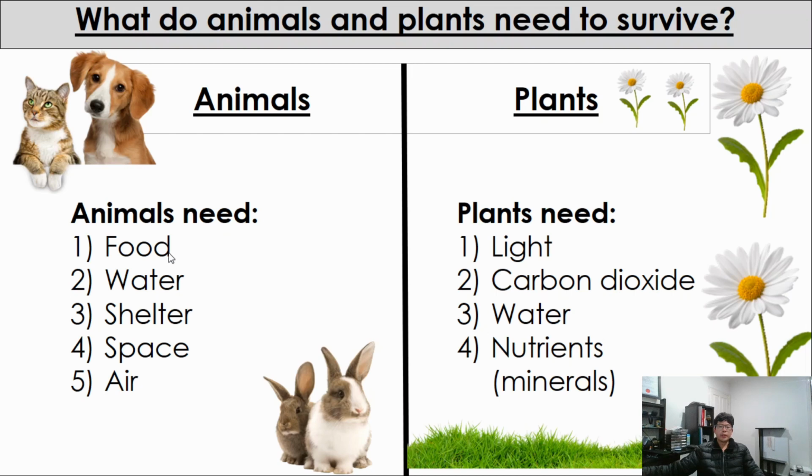All animals need food, water, a place to live or shelter, a bit of space to move around in, and they also need air to breathe. Plants, on the other hand, need light, carbon dioxide, that is their air, water to grow, and they also need nutrients or minerals, usually from the ground.